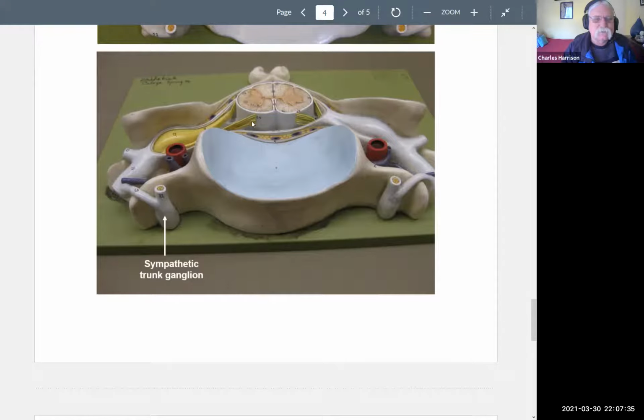Here's a nice picture of the ventral root, and a little bit better of the dorsal root.